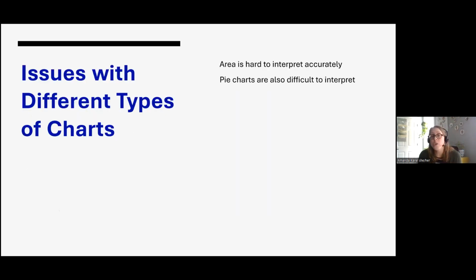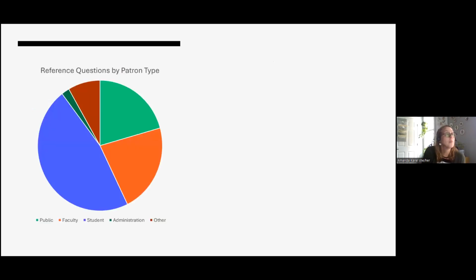Pie charts, which also involve area, also regularly produce errors in interpretation. People also deal better with length than they do angles. So if we look at this chart on reference questions by patron types, who do you think relies on reference services more at this mythical law library, faculty or the public? And in case you haven't spotted it yet, at the bottom, public is green and the faculty is orange. Can you even tell a difference? And this is where people really do struggle with angles.